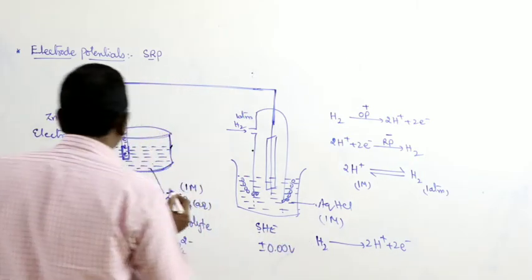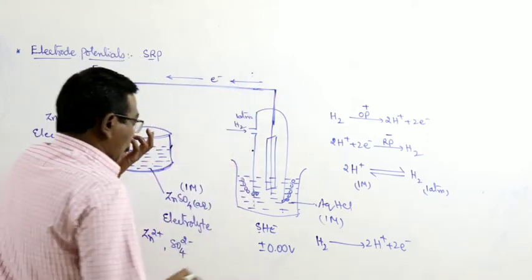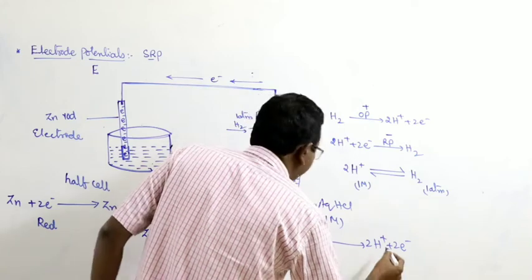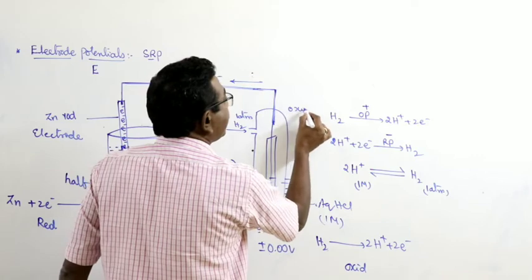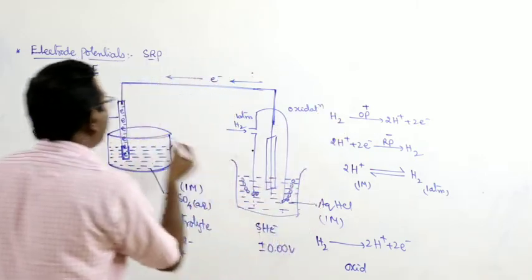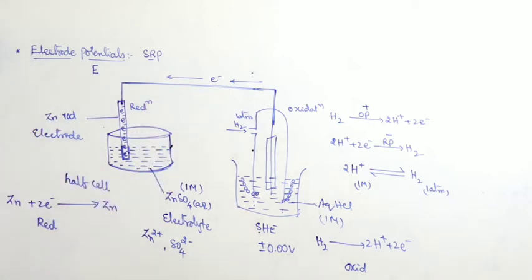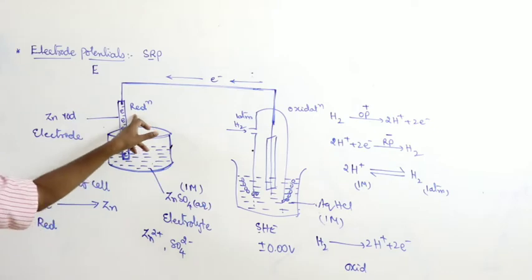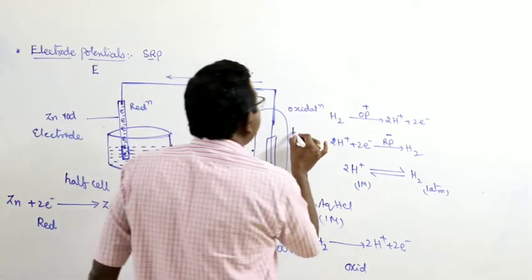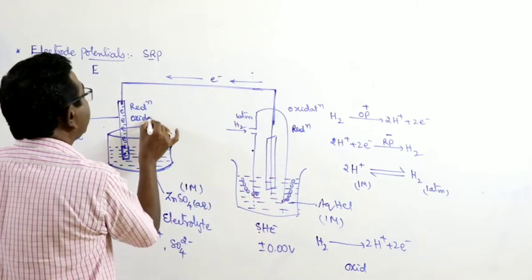But here, these electrons are given by the normal hydrogen electrode. Here loss of electrons is known as oxidation. So this is oxidation potential. When oxidation takes place at the normal hydrogen electrode, automatically here the reaction is reduction. If this is oxidation potential, automatically it becomes reduction potential. If reduction takes place at this normal hydrogen electrode, then here oxidation takes place.